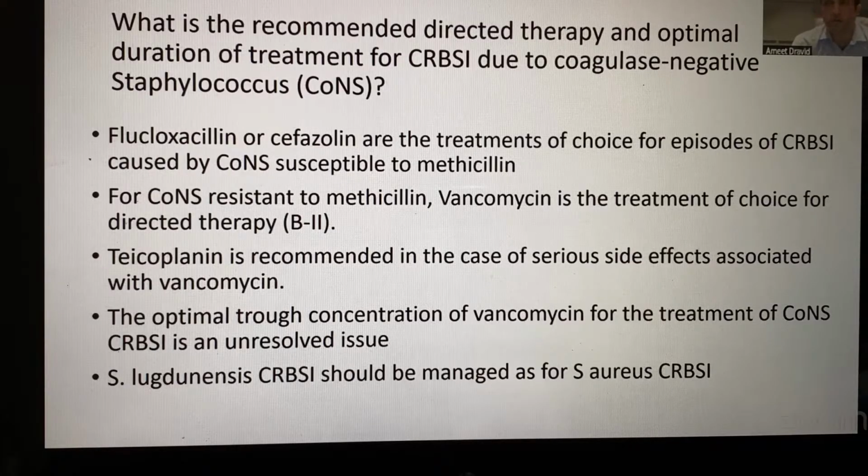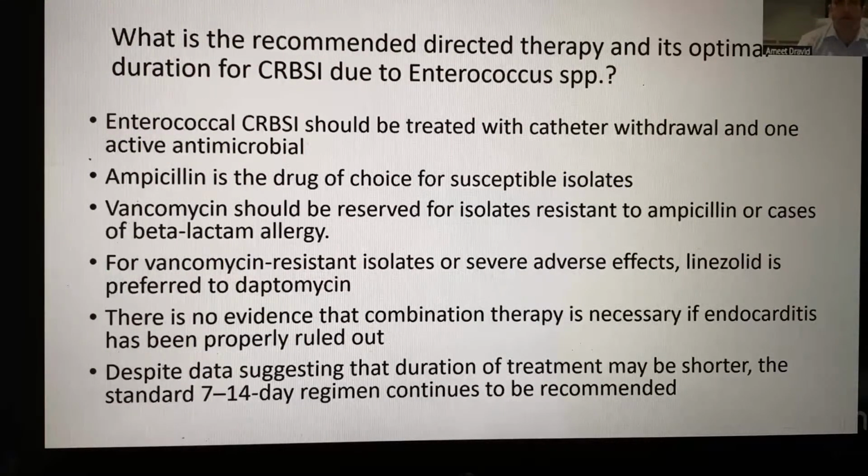So the treatments do not change, but the organisms we have to identify: whether it is MSSA, whether it is MRSA, whether it is MR CoNS, or whether it is methicillin sensitive CoNS. Also, if the blood culture grows an organism which is Staphylococcus lugdunensis, then it should be managed as staph aureus CRBSI, because again it can cause peripheral site involvement just like staph aureus can.